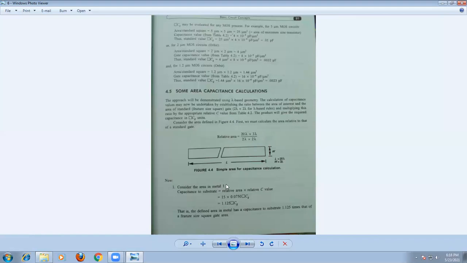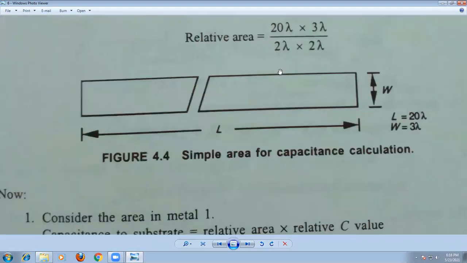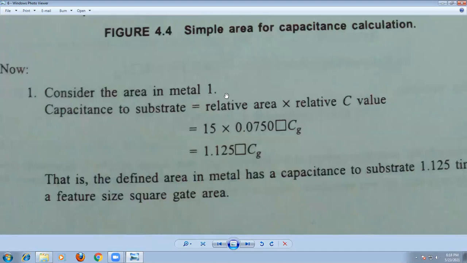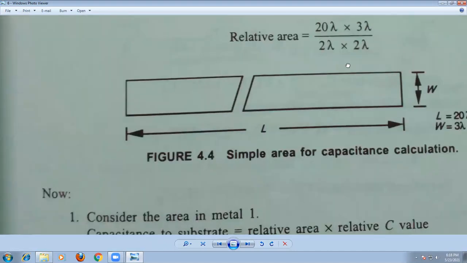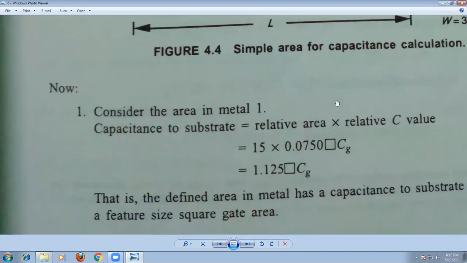Now consider the area is metal 1. We already calculated the relative area of this layer. It is 15, unitless. So for the metal 1 capacitance to the substrate, since it is metal 1, you have to consider the capacitance to the substrate.